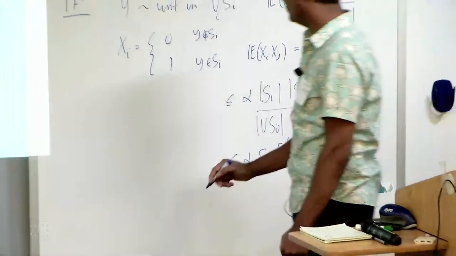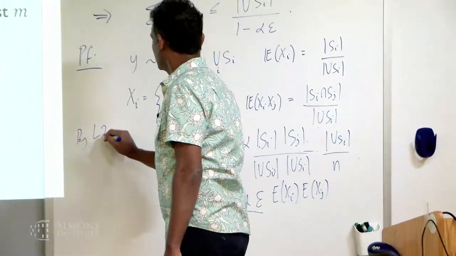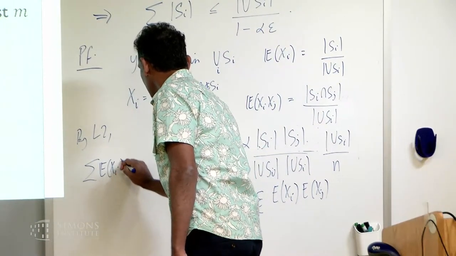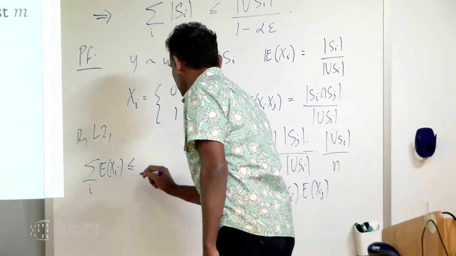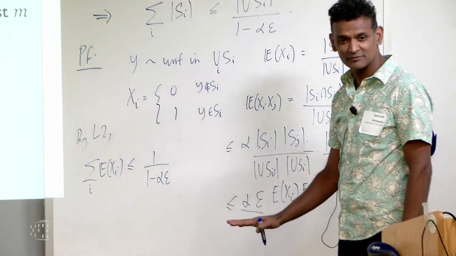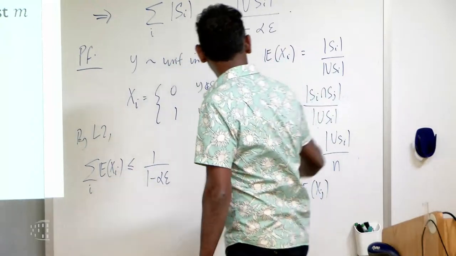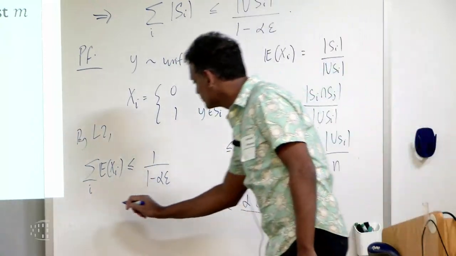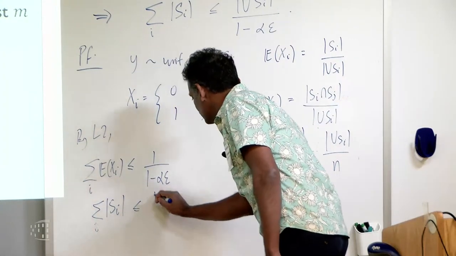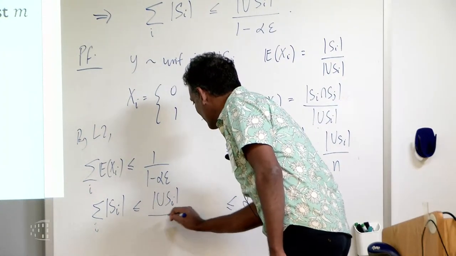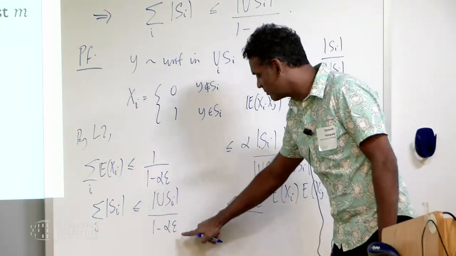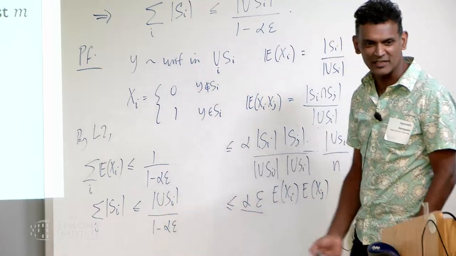Now we apply lemma 2. By lemma 2, we have that the sum of the expectation of xi over i is at most 1 over 1 minus alpha epsilon, because alpha epsilon is the constant. But what is the expectation of xi? It's the size of Si divided by the union of Si. So this is just saying that the summation over i of the size of Si is at most the size of the union of Si divided by 1 minus alpha epsilon. So the sum of the sizes is at most the union divided by 1 minus epsilon.